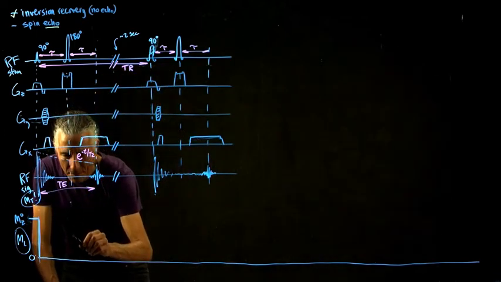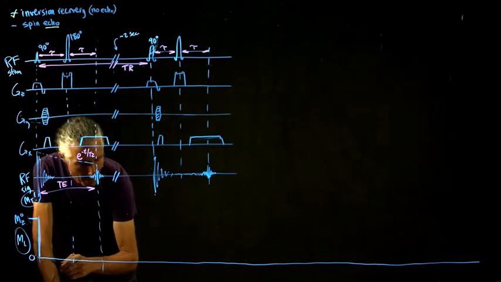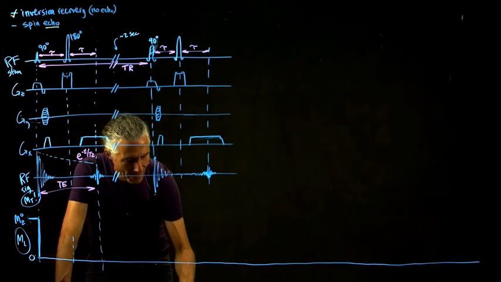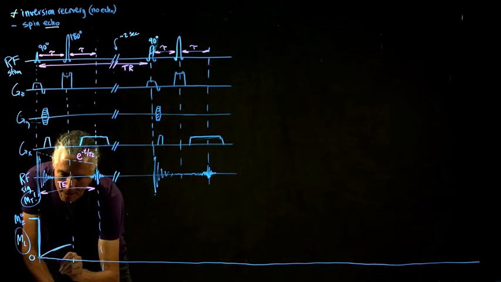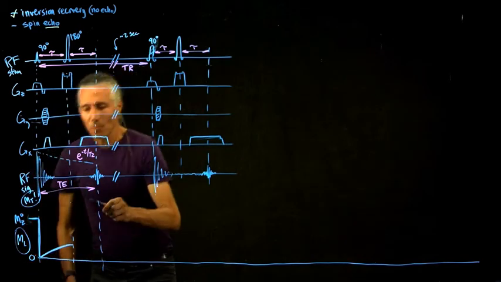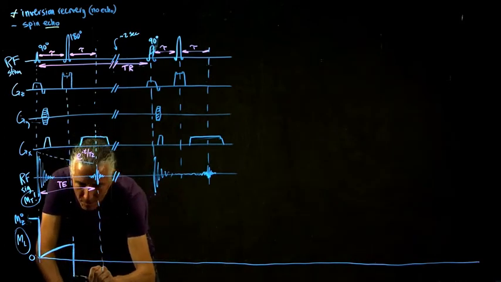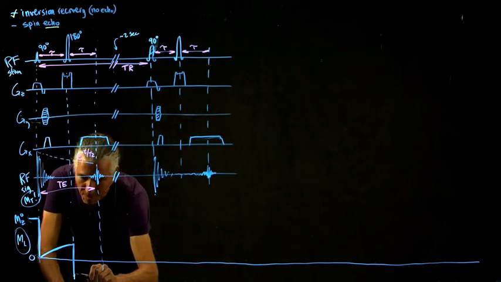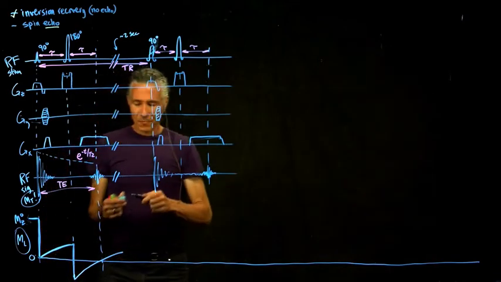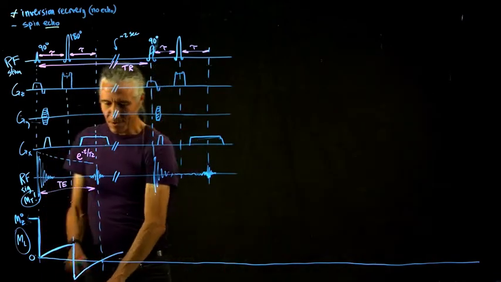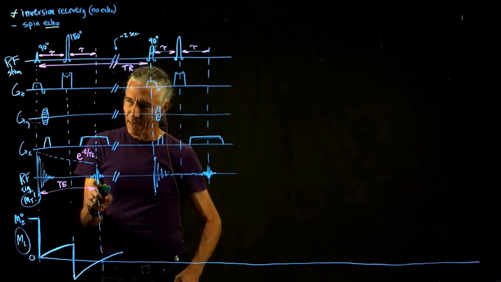Then we get our echo. And so what's going to happen? The first thing that's going to happen is we are going to recover until the 180. So we recover a little bit until the 180. And then the 180 will negativize wherever we are. And then we'll recover like that. And so what's going on here? We're recovering through 0 longitudinal magnetization when the echo comes.